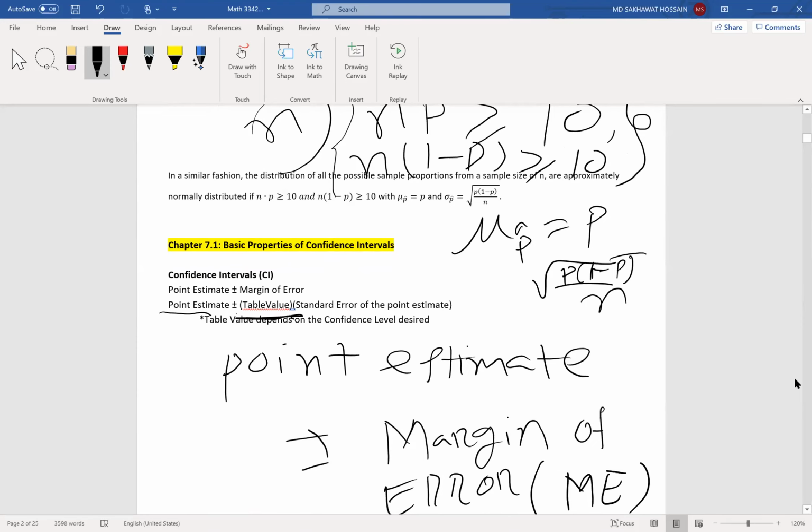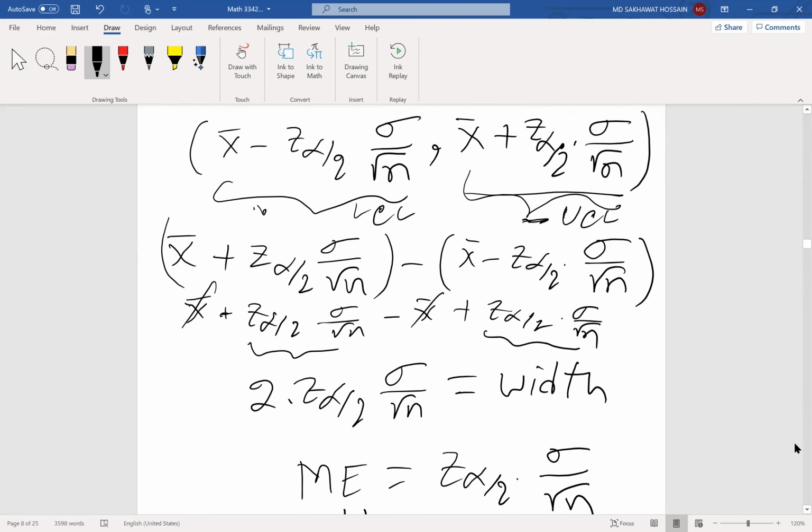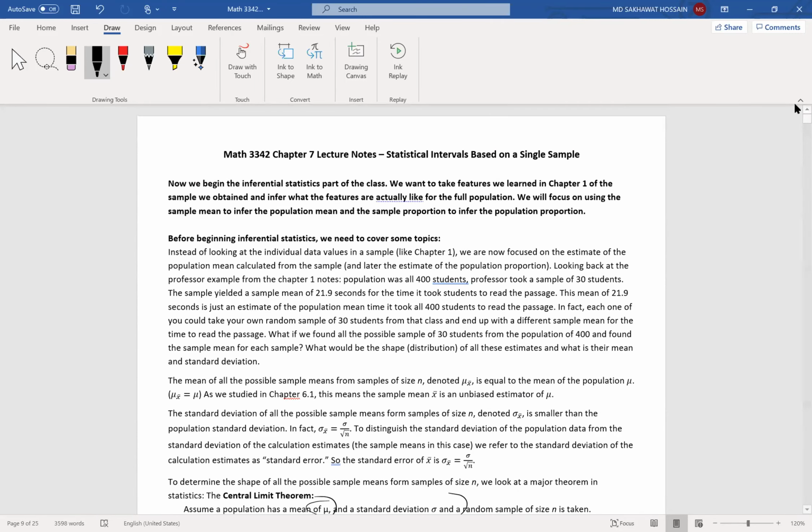Here this is 7.1. So what is this topic about basically? This is just a little discussion. If you want, you can read it, and you will get the idea of the confidence interval and inferential statistics.